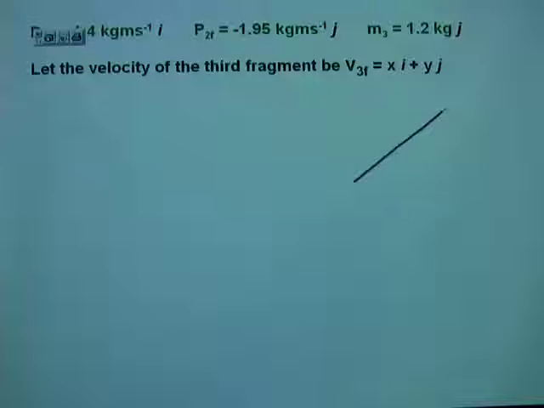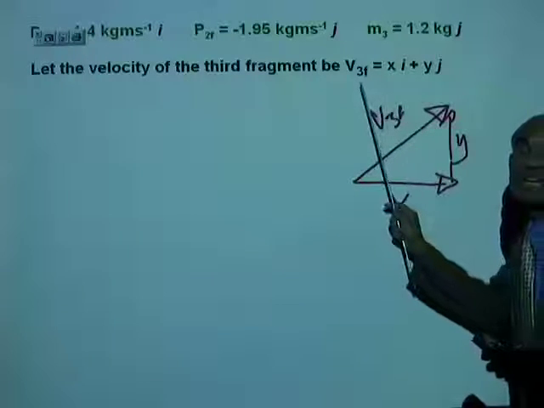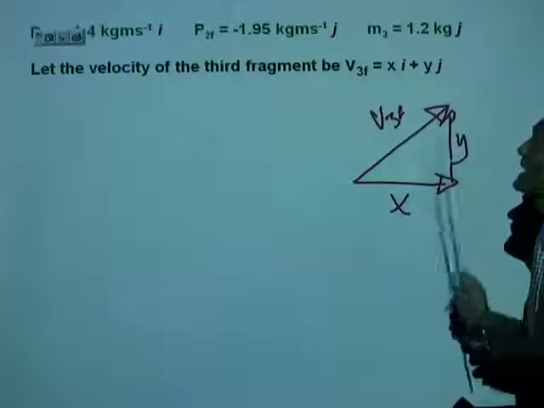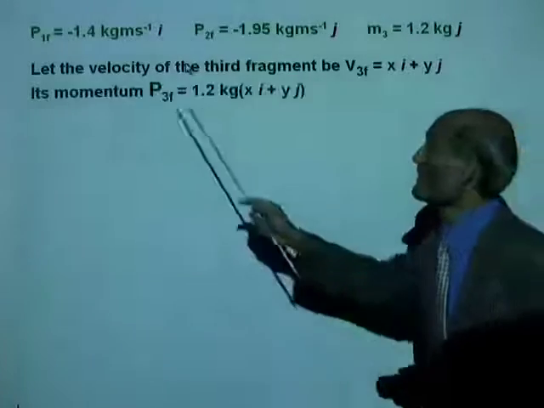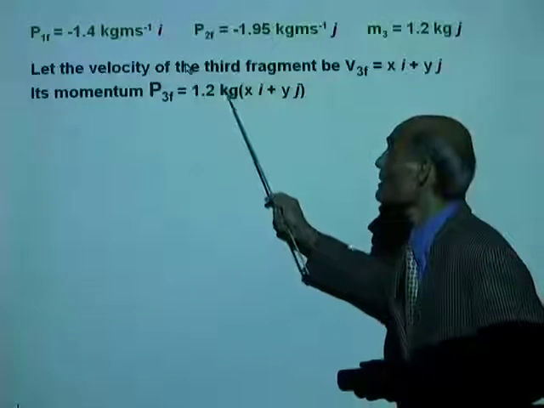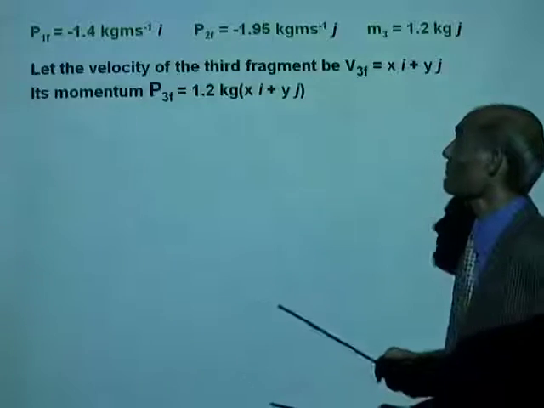If you remember, this is the v3f that we have drawn. Its x component, we are simply going to call it x. And the y component, we are going to call it y. We need to find these x and y. So let the velocity of the third fragment in the component form be v3f equal to xi plus yj. Then its momentum will be p3f equal to 1.2 kilogram mass times velocity. Velocity is xi plus yj.